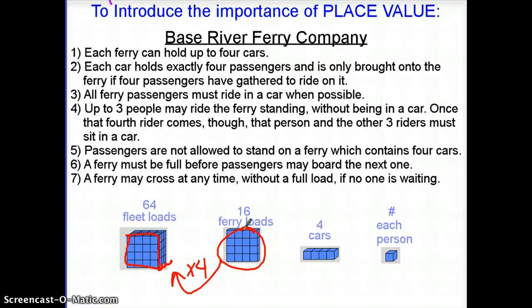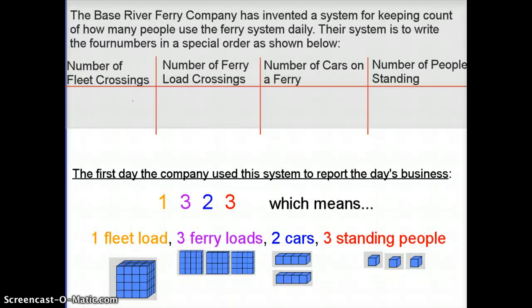So once we go over the meaning of these different units, I will invite the kids to take a look at the Base River Ferry Company's system for keeping count of how many people use the ferry system daily. Their system is to write numbers in a special order as shown below. They would write the number of fleet crossings in this position, the number of ferry loads in this position, the number of cars on a ferry in this position, and the number of people in this position. Remember, that will always be 3 or under.